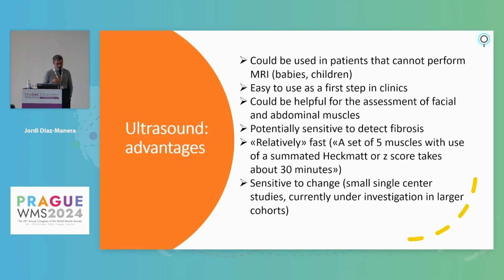So the main advantage for me is that it can be used in patients that cannot perform an MRI, like babies, children, patients that are, for example, in the intensive care unit, connected to a ventilator. It is easy to use, as I said, as a first step in clinics. It can also be used for some muscles that are difficult to assess with MRI, like facial muscles or abdominal muscles. It is potentially sensitive to detect fibrosis.